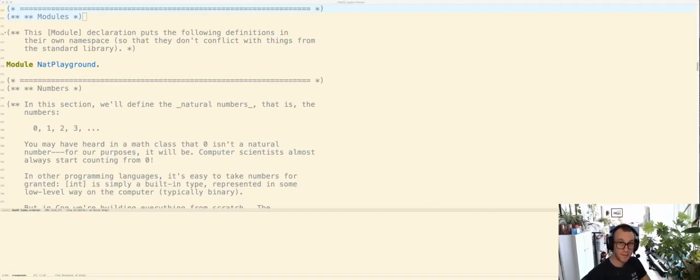Hello again. In this video, we'll be defining the natural numbers. They're a key structure for discrete mathematics and really important throughout computer science. We'll see a couple of new concepts as we go, in particular recursion.